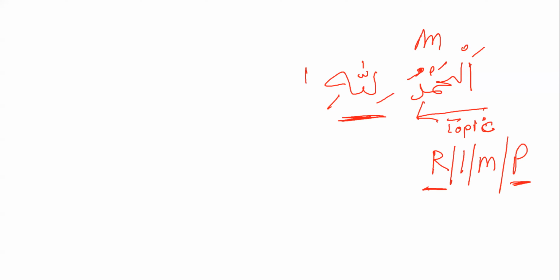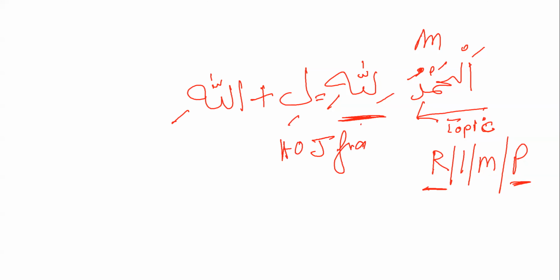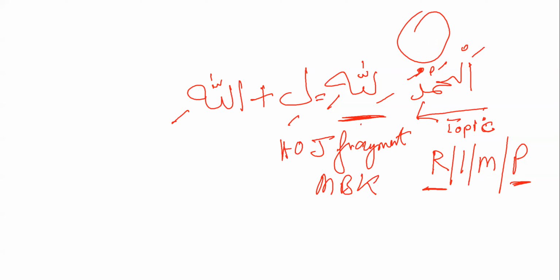Now we go to lillahi. It is jar majrur, so this is an HOJ fragment. And what do we do with an HOJ fragment in Jumla Ismiya? We make it mubtada bil khabar. Now over here, this is the mubtada and this is the MBK. But there is no khabar over here.